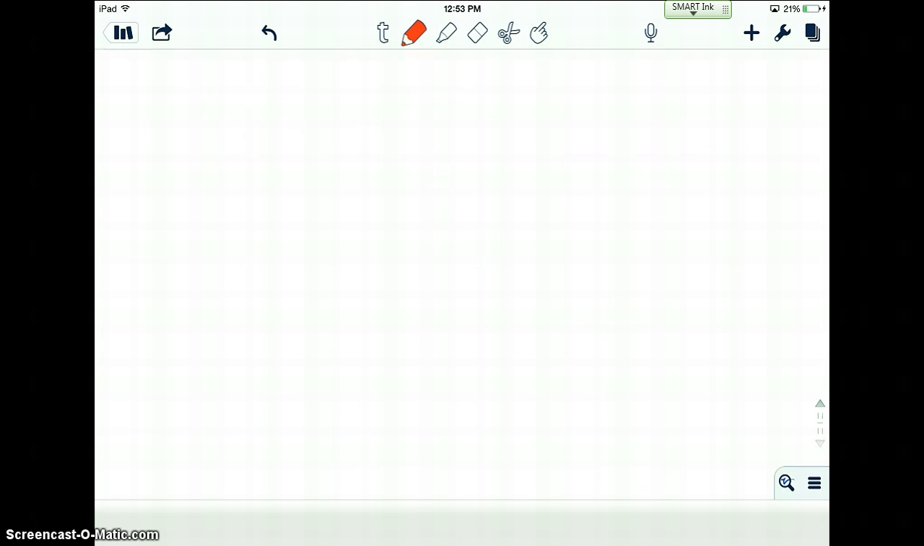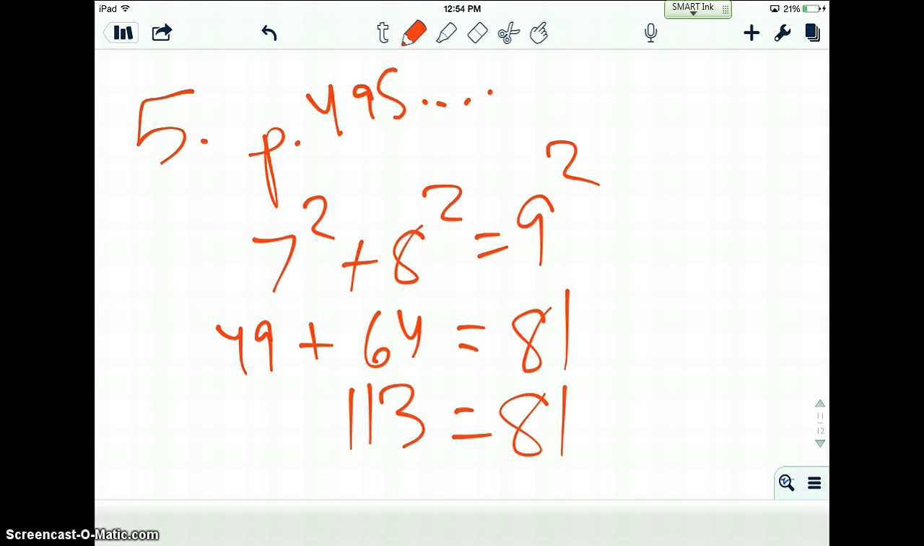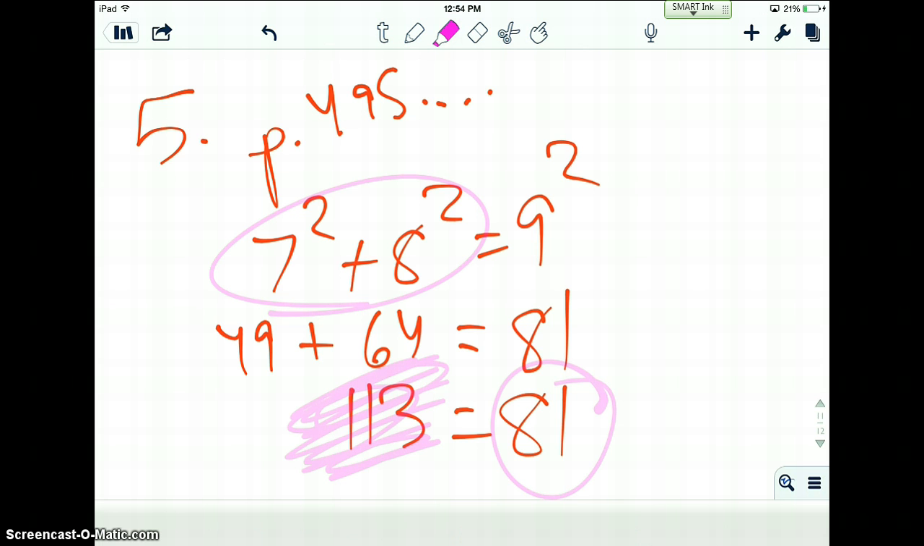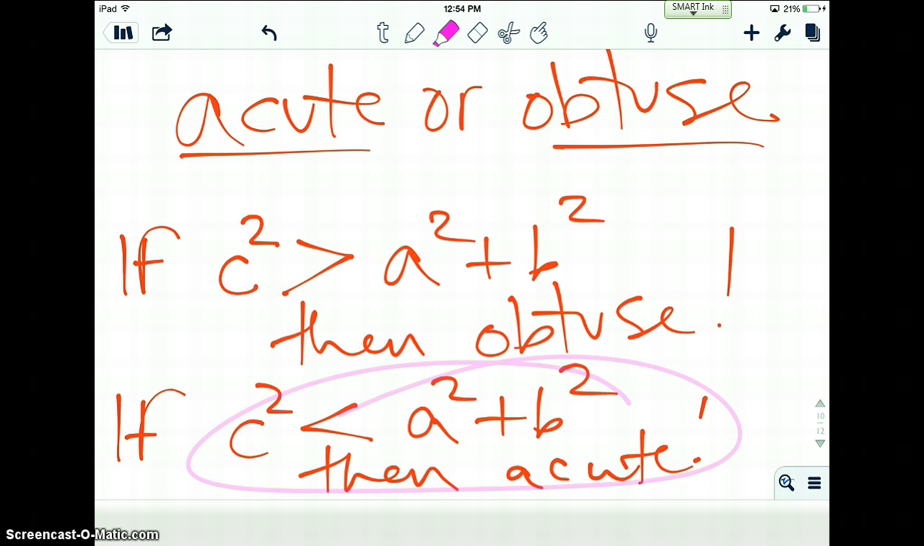So go ahead and try the last Got It problem, Got It problem number 5 on page 495. Guess I didn't have to tell you the page. Good luck. Okay, I've done my calculations. Now it's just a matter of, is it acute or is it obtuse? Because it's definitely not right. Okay, I got the sum of the squares of the legs to be 113. Got the square of the hypotenuse at 81. So the square of the hypotenuse is actually less than the square of the legs. So what does that mean? It is acute. Okay, we got another cute little triangle.